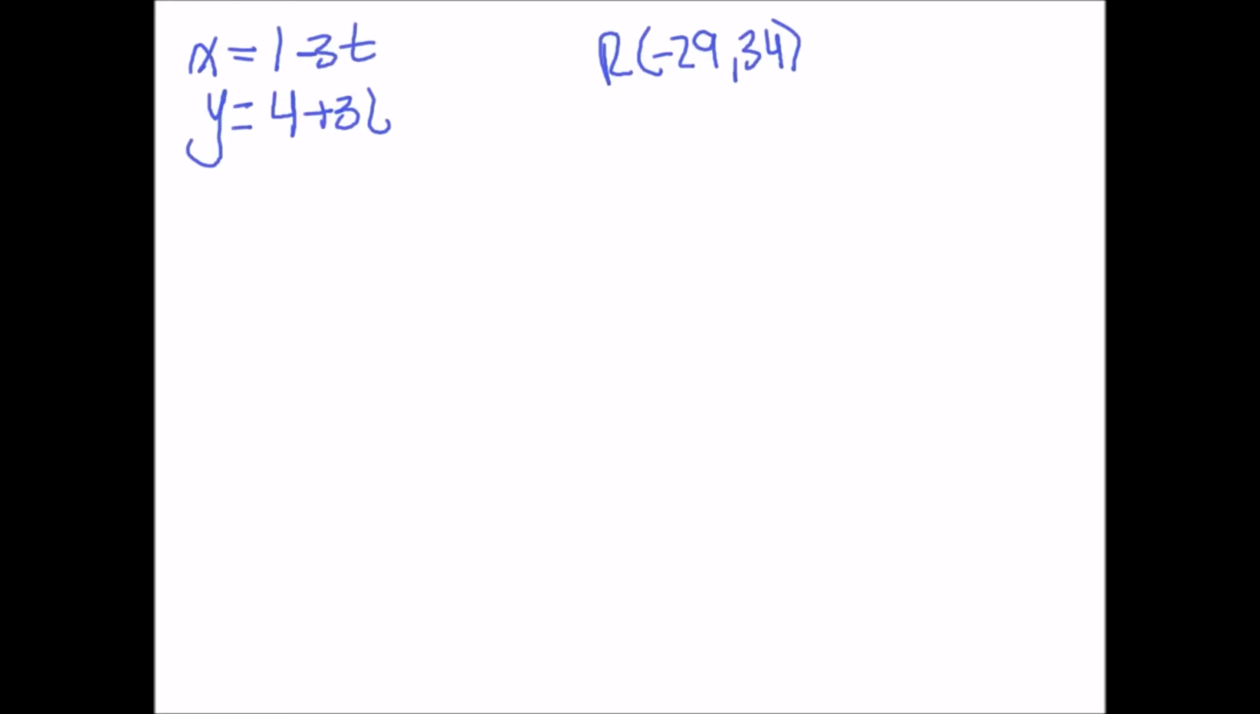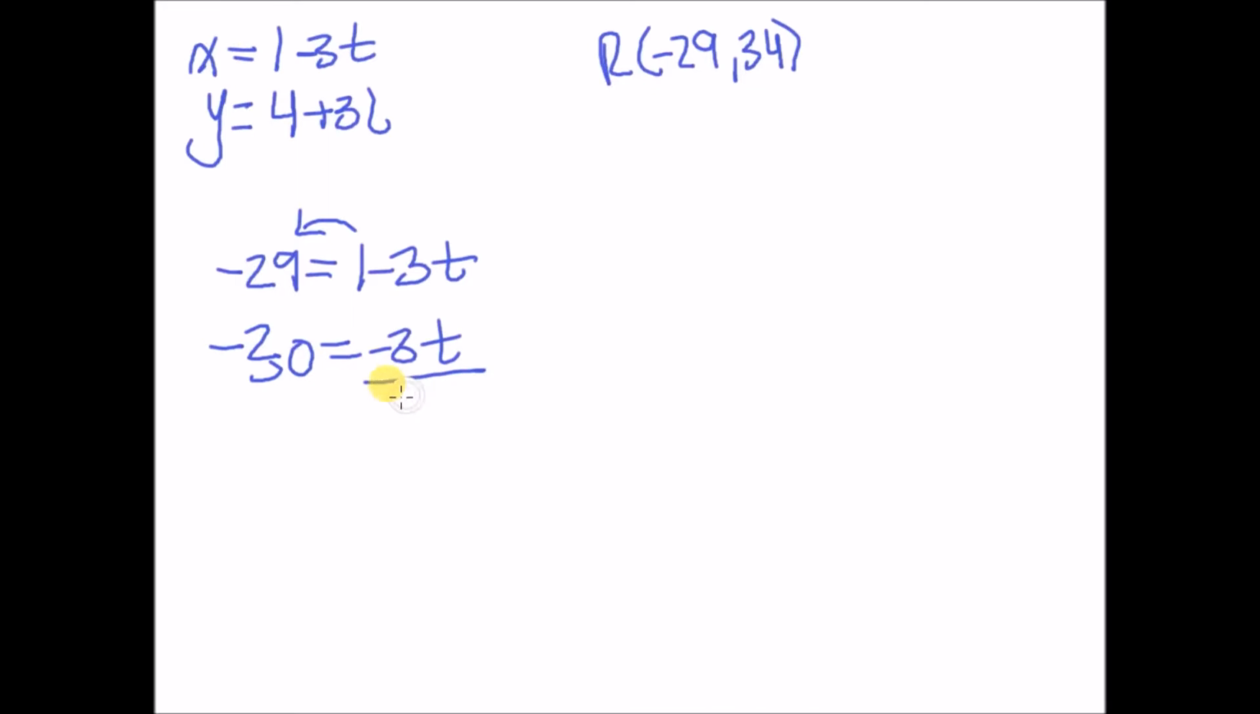Okay, we're going to do the same thing for the other point R. So we know that the coordinate is x, y, -29. So let's plug -29 where the x is, equals 1 minus 3t. Bring that 1 over, becomes -1, so it becomes -30 equals -3t. And we can just divide both sides by the -3. I get 10 equals t.